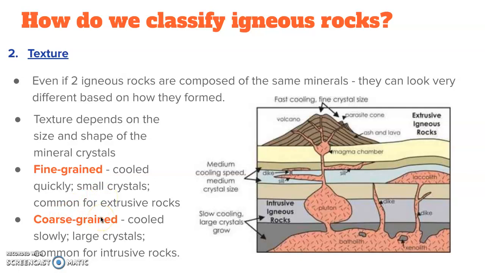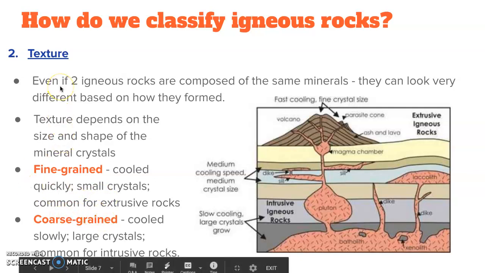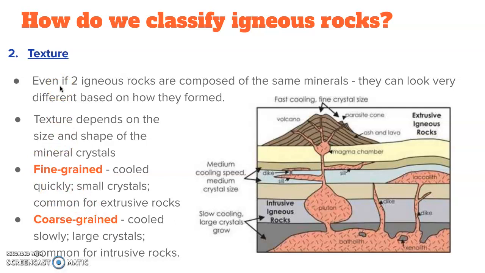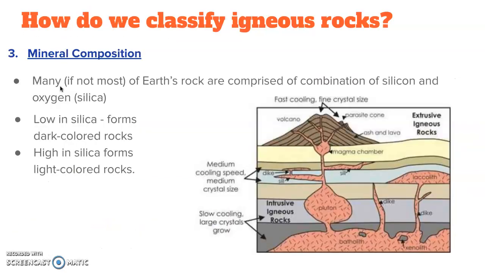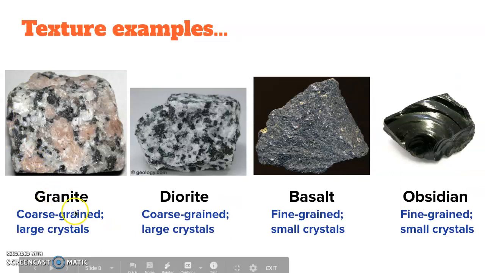So the texture and the origin really go hand in hand. Remember we said, even if two igneous rocks are composed of the same minerals, they can look very different based on how they are formed. And so it really kind of depends on the process of formation in terms of how they look, even if they are made up of the same type of minerals. All right? I gave you some examples here. So here's granite and diorite. These are coarse-grained large crystals, and basalt and obsidian are very fine-grained or small to no crystals.